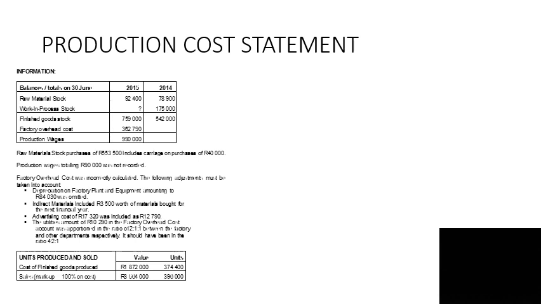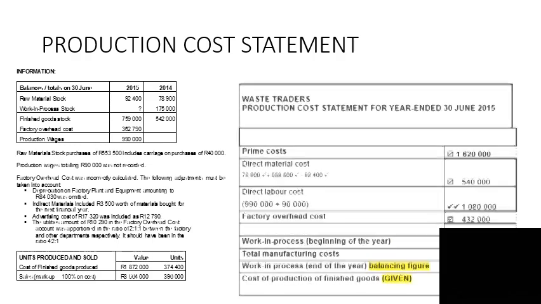Cost of finished goods produced, 1,872,000. Then sales with a markup of 100% on costs, 3,564,000. So we have sold 396,000 units and we have produced 374,400. Let us now check what the answer will be like.